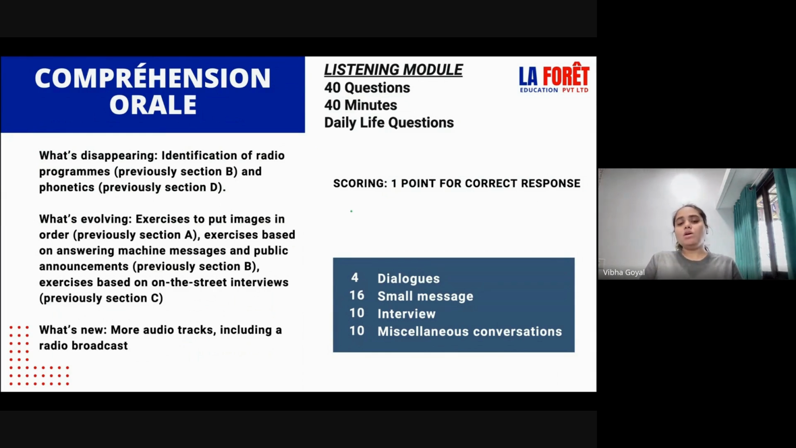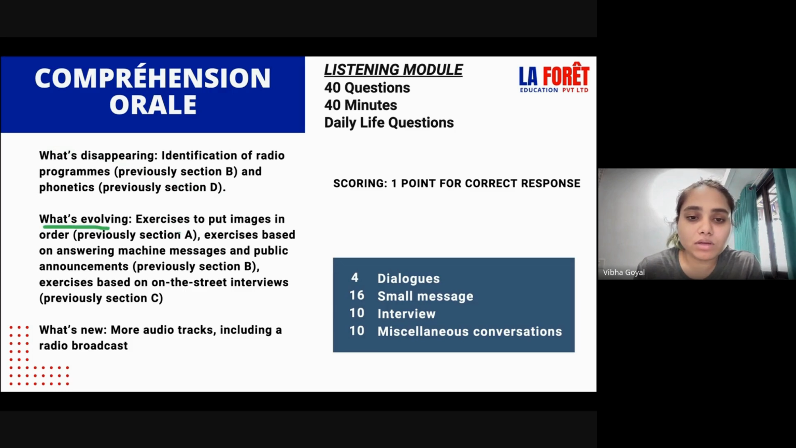So I recommend that you respond to all the questions in both the exams for comprehension oral and comprehension écrit, because these will be MCQ based, or there would be a drop down menu. You won't have to type anything on your own. So it is recommended that you answer all the questions. What's disappearing is section B and D, and because they are disappearing, we don't want to know what they are.